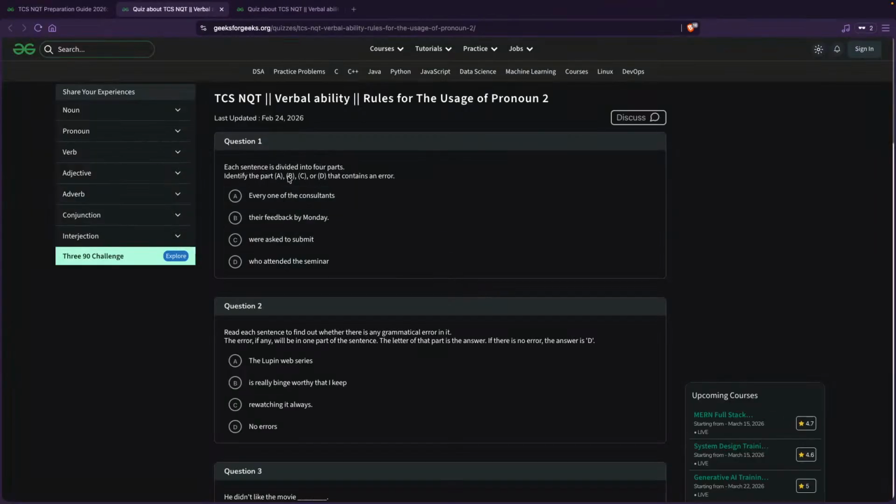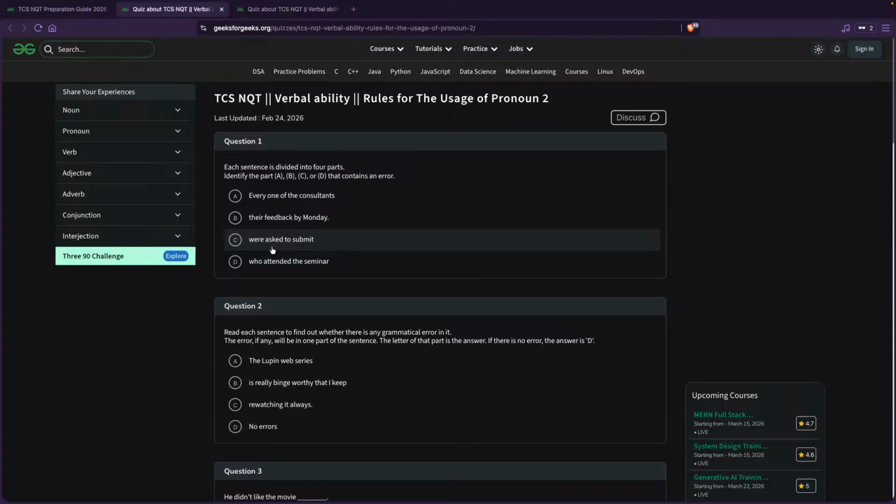Pronouns. Each sentence is divided into four parts. Identify the part A, B, C, or D that contains an error. Every one of the consultants, their feedback by Monday, were asked to submit. Every one of the consultants who attended the seminar were asked to submit their feedback by Monday. So, every one of the consultants were asked.